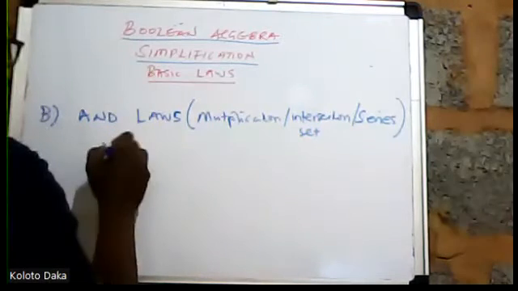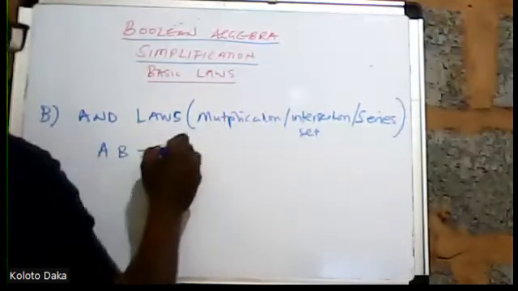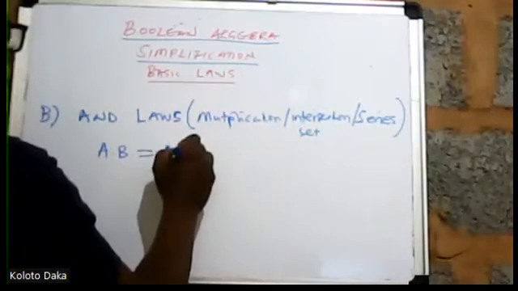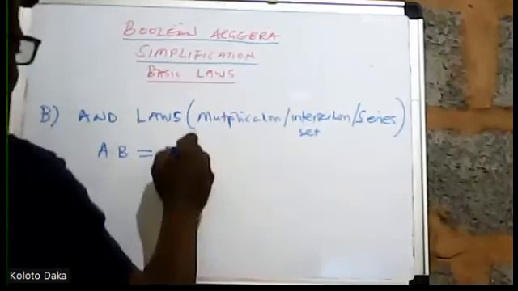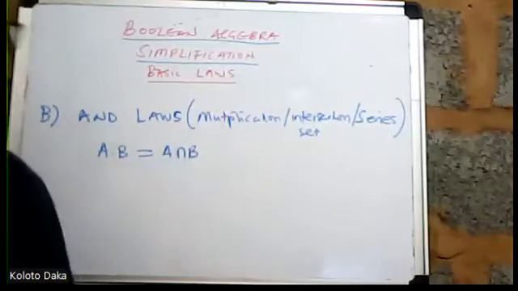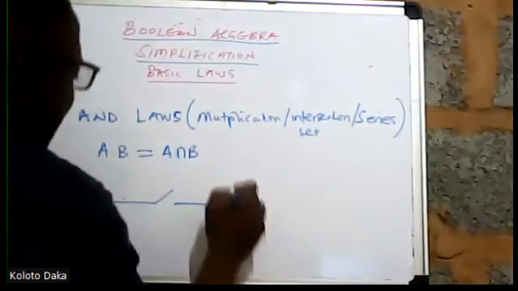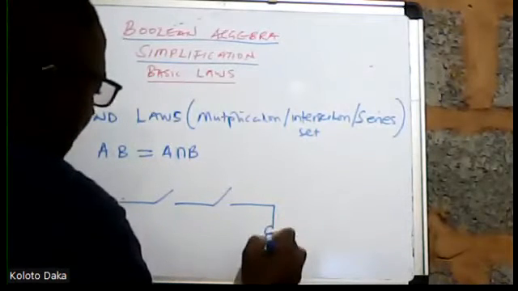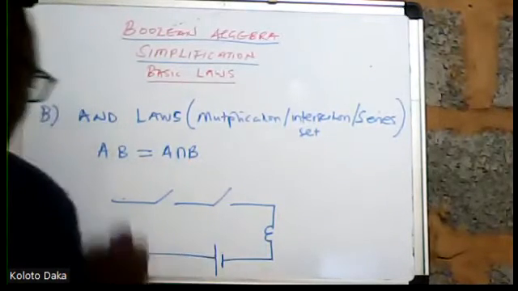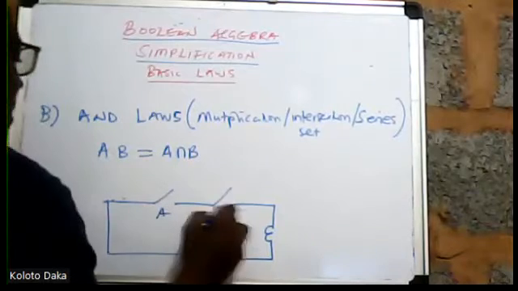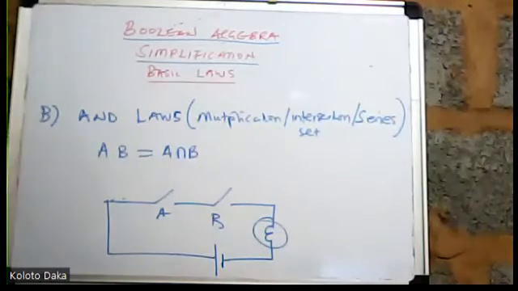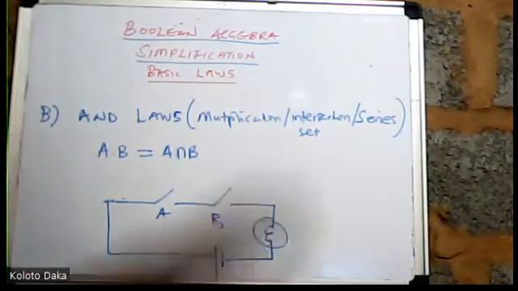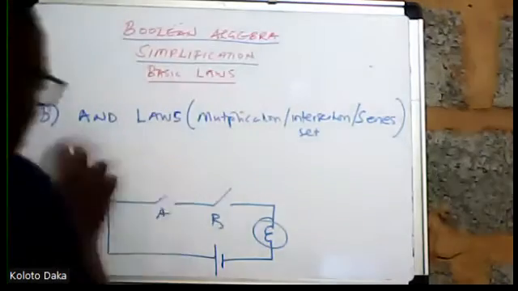So when we see A multiplied by B, it is the same as A intersection B, which simply means that the switches are in series. It is like that. That's A multiplied by B. Okay? So, what are the laws?